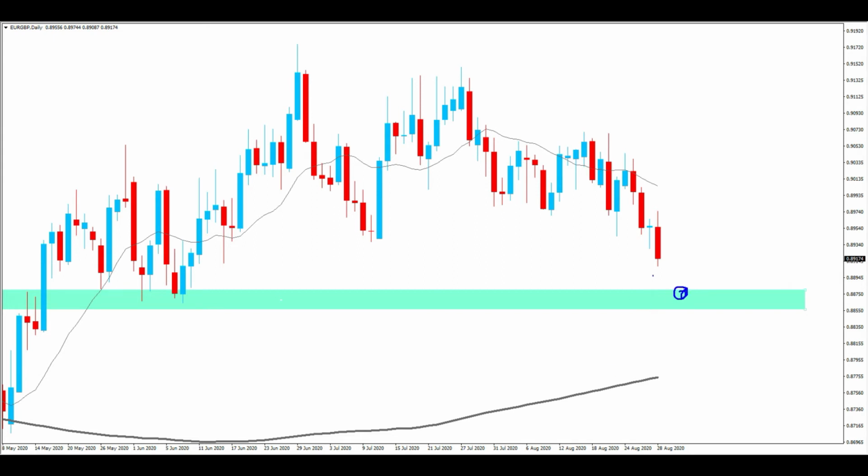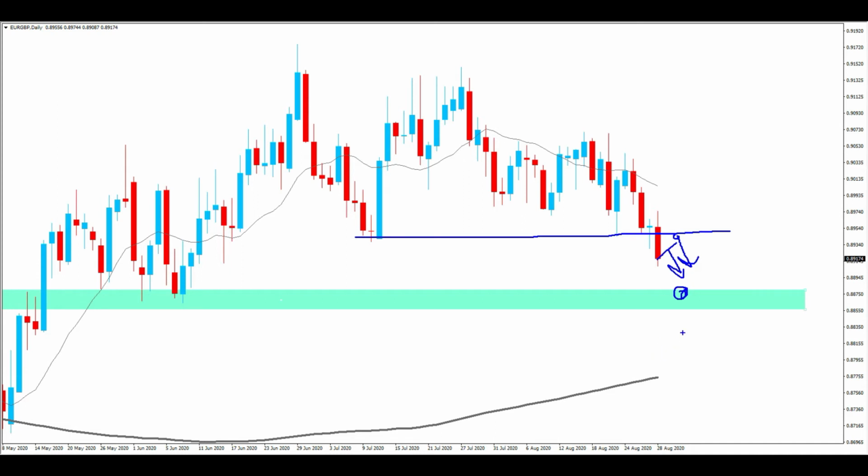So on the lower time frames, you could be looking for shorting entries as price continues in that bearish move. We did just break this level here, so it could be a case of price coming back to retest it before we see price continue to the downside. So you could be taking advantage of that.